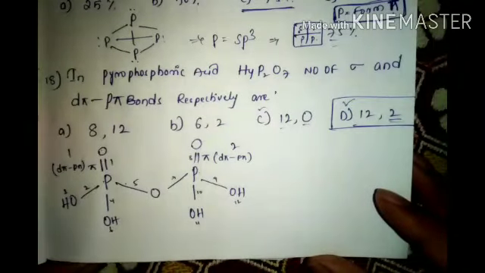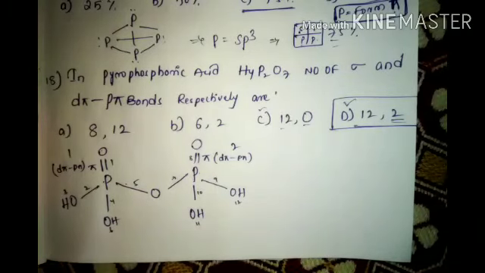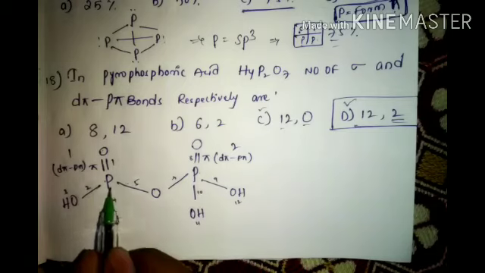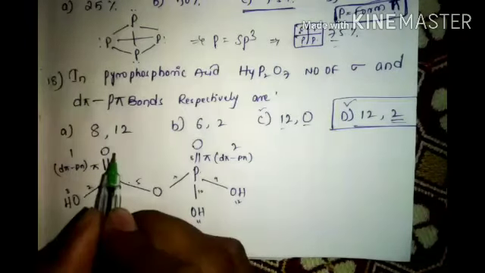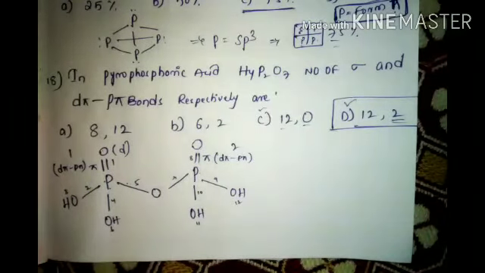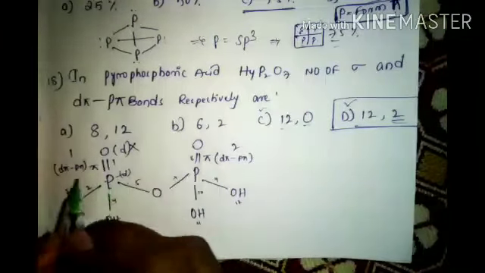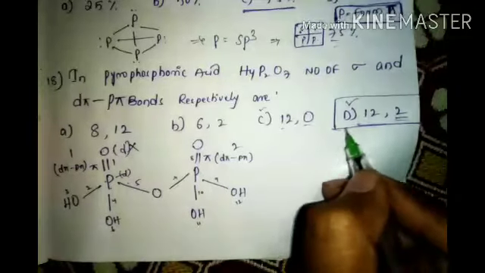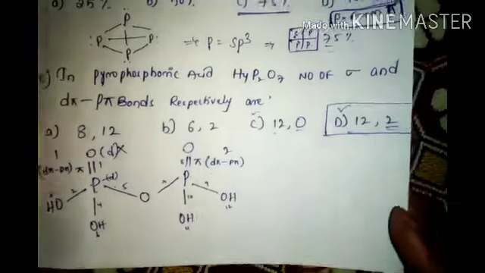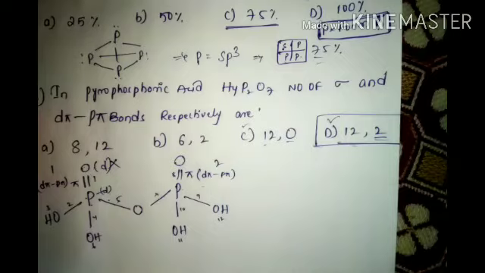In pyrophosphoric acid H4P2O7, the number of sigma and pi bonds respectively. Pi has 2 characters, d pi-p pi bonds. Here d pi is coming from phosphorus, p pi is coming from oxygen. Oxygen doesn't have a d shell, only phosphorus has a d shell. That's why it is a d pi-p pi character bond. 2 are there. This is pyrophosphoric acid. This is the reason.